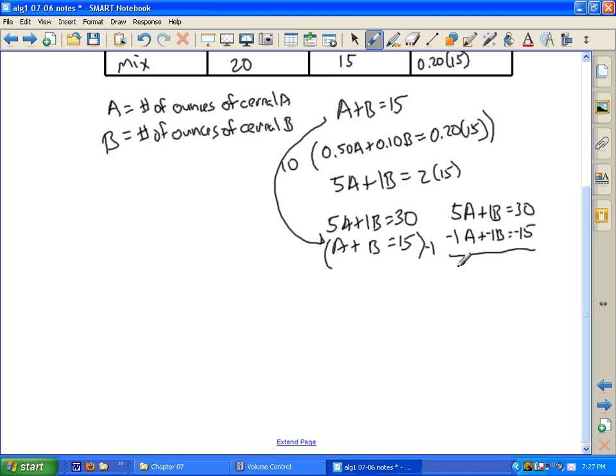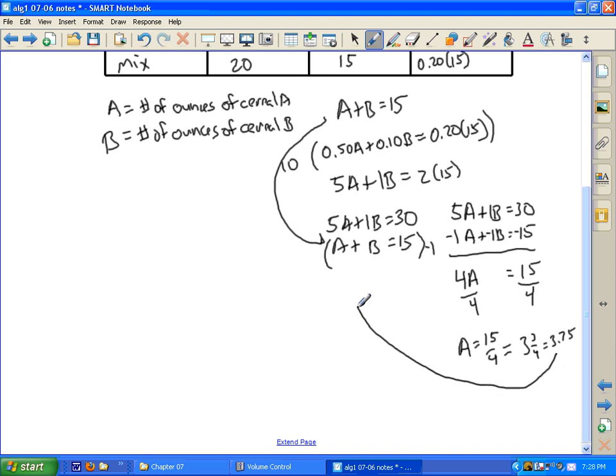5A plus a negative 1B is a 4A. 1B plus negative 1B is 0. That is eliminated. 30 plus negative 15 is 15. So I'm going to divide both sides by 4 here. And it's okay, I'm going to get a fraction, but A is going to equal 15 fourths, which, if you would like a mixed fraction, is the same thing as 3 and 3/4, or if you would like a decimal, that's 3.75. So A is 3.75 ounces, and we need to figure out B, so I can take that number, plug it in for A in any of these equations here, and solve for B.